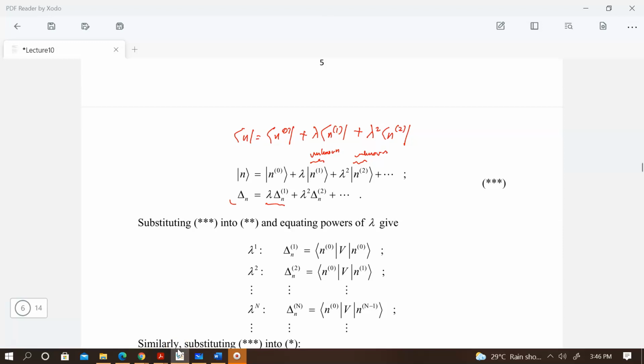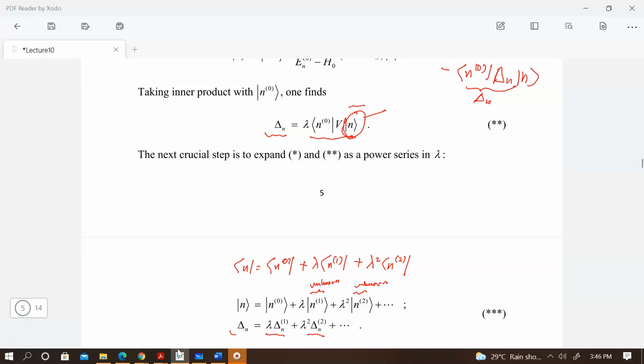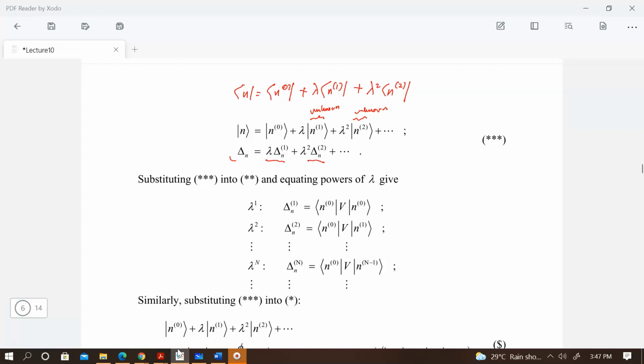For the next case, I need a lambda squared. So the lambda squared gives you this delta n2. And then for the thing on the right, I can use n1, which has already a lambda, multiplied with this lambda. In other words, what you get is a lambda squared. So you get the next term to be given by n0 V n1. And then you could proceed until the general term will be something like this.